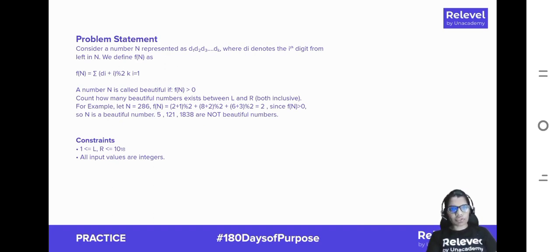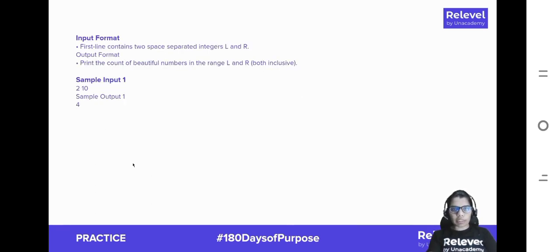Here, the constraint is that L and R can be in the range of 1 to 10 raised to the power 18, and all your input values would be integers. Your input format would be, you would be given two space separated integers L and R. Your output format would be, you need to print the count of beautiful numbers in the range of L and R, right? So, for example, from 2 to 10, there exist 4 beautiful numbers. So, let's just see how we can solve this particular problem.